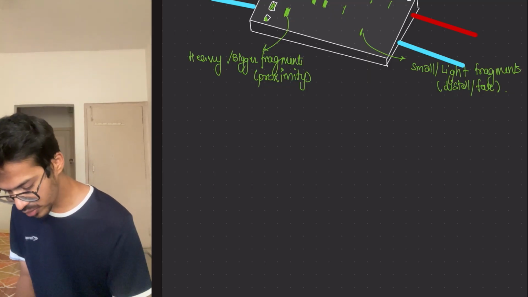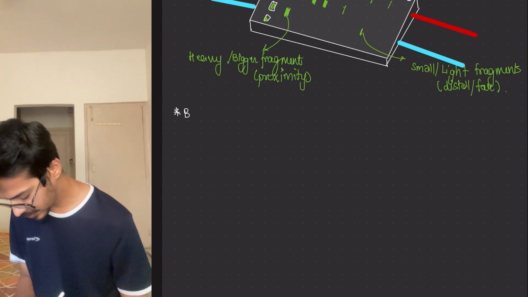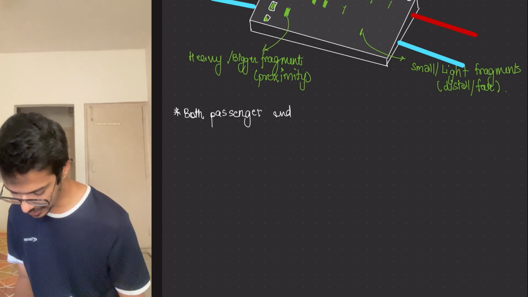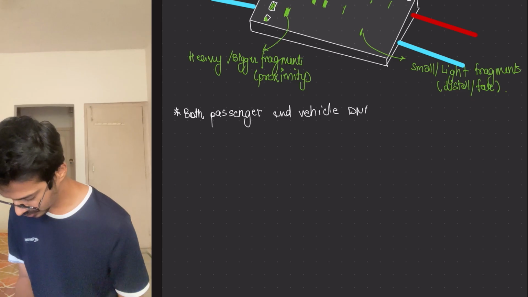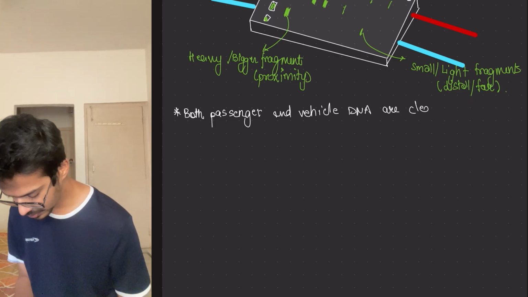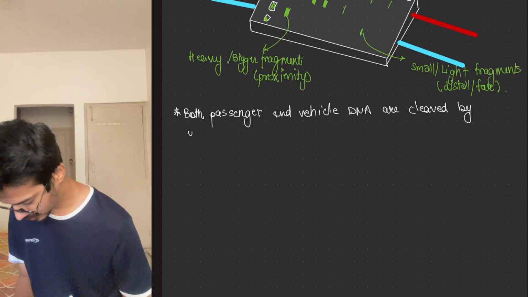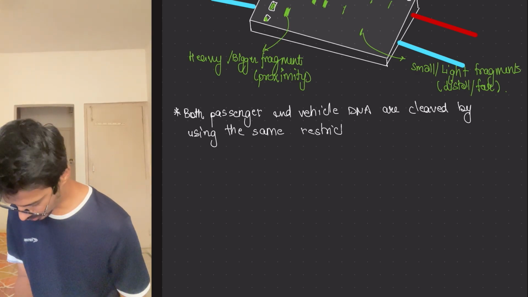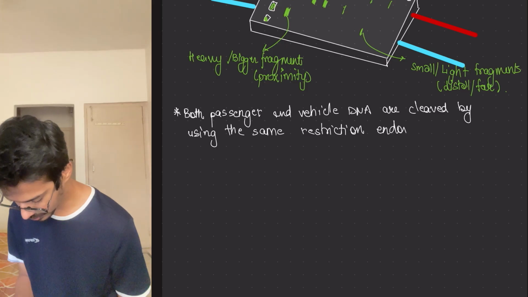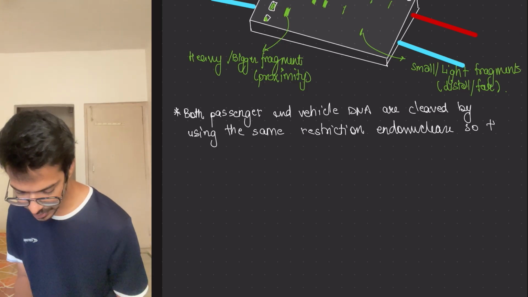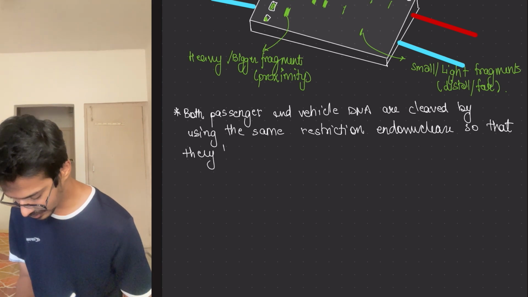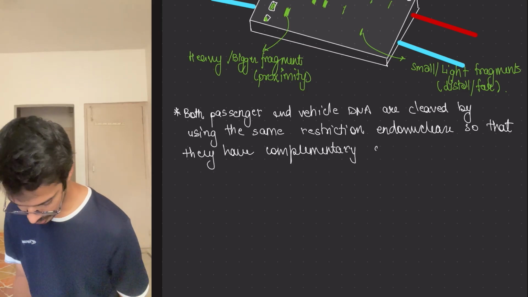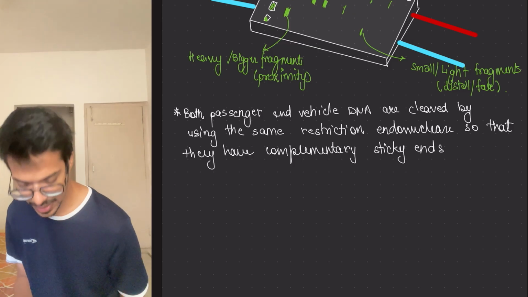The concept is that both passenger and vehicle DNA are cleaved using the same restriction endonuclease, so that they have complementary sticky ends.